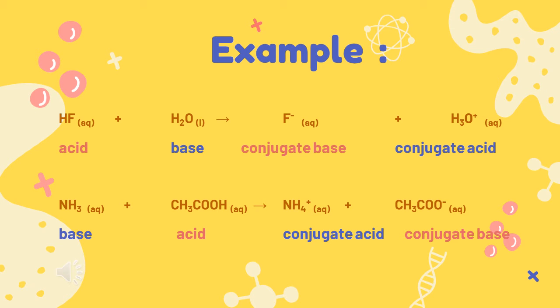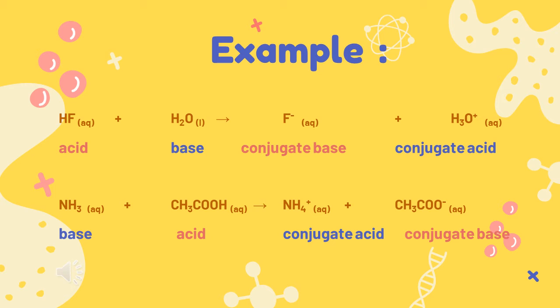For example, in Bronsted-Lowry acid-base theory, hydrofluoric acid acts as an acid because it donates a proton to water, and then water acts as a base because it accepts a proton from hydrofluoric acid. In addition, there is a conjugate acid-base pair, namely hydrofluoric acid acts as an acid with F- as the conjugate base, while water acts as a base with hydronium ions as the conjugate acid.